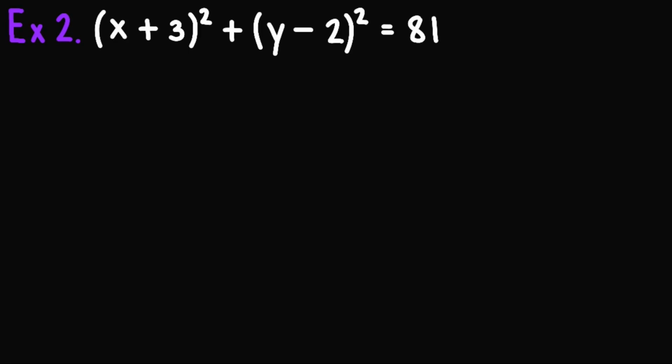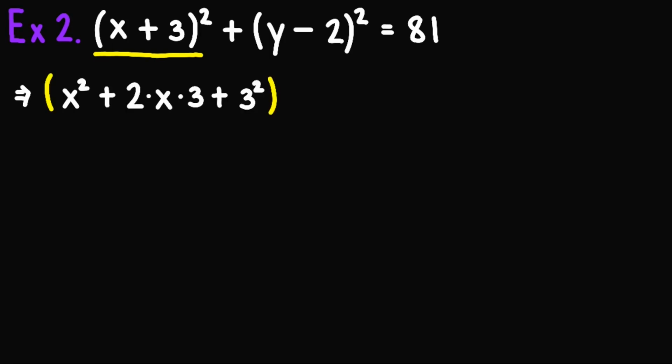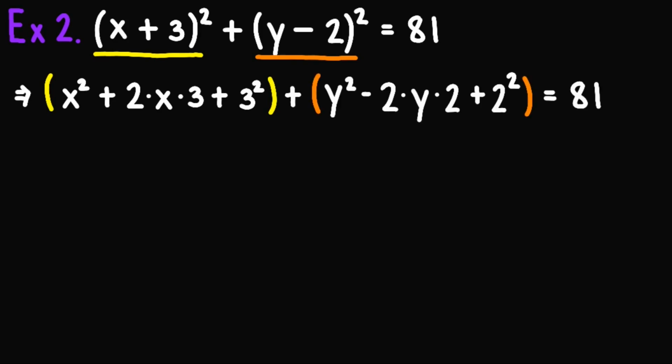Okay, good. So let's start. Similar to the first example, we start by applying the square of a binomial in this first one. So we'll have x squared plus 2 times their product plus 3 squared. Next, for the second binomial, we have y squared minus 2 times their product, y times 2, plus the square of the last term, which is 2 squared, and bring down the equals 81.